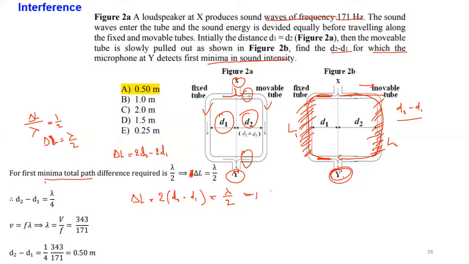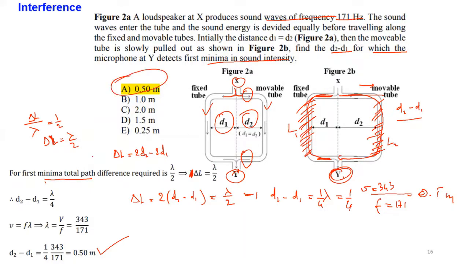That means d2 minus d1 has to be a quarter of lambda. What is lambda? Well, lambda is v, which is the speed of sound, 343, divided by the frequency, which is 171. And I get here 0.5 meters. And A is the right answer.